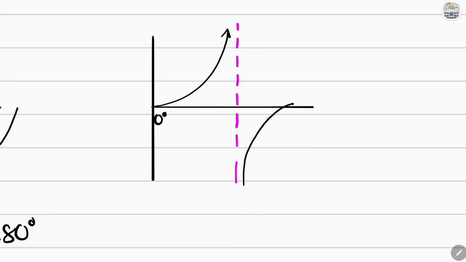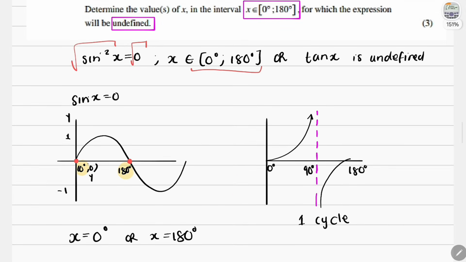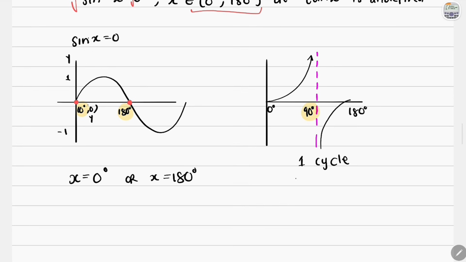So this is 0 degrees. Then it hits its asymptote at 90 degrees. And then we have 180 degrees. This is one cycle of the tan graph, so this is tan x. We can see that where it will be undefined is at 90 degrees. So there we go. This is where x is equal to 90 degrees.